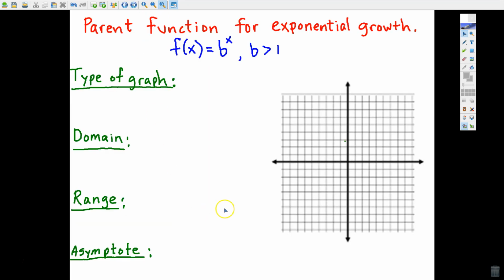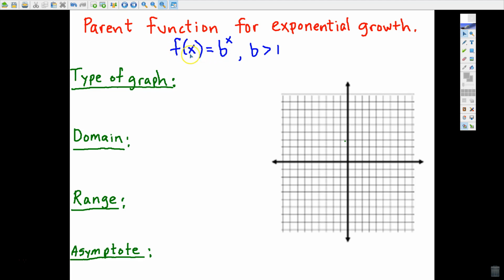So right off the bat, let me show you what is considered to be the parent exponential growth function. And we describe it this way. This is a function where we have this number sitting below the exponent. We would call that the base of the exponent. And to make exponential growth, this number that we call b has to be greater than 1. Tomorrow, we will look at b as being between 0 and 1.